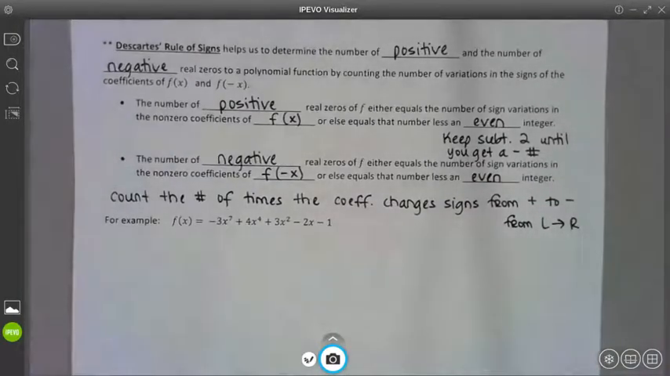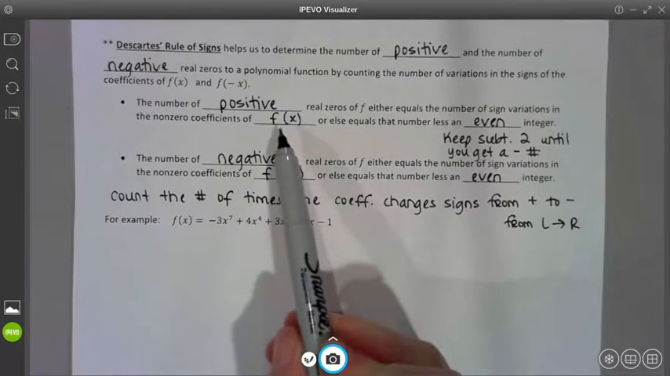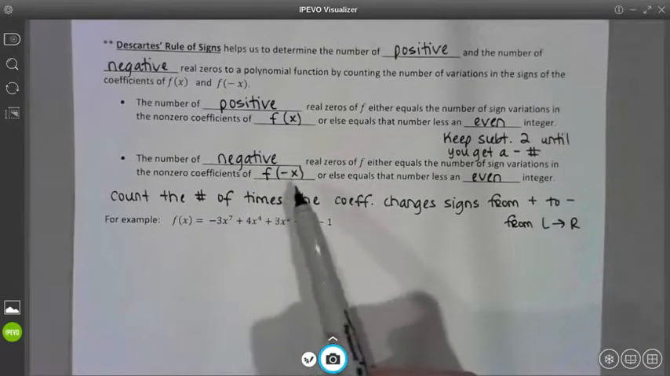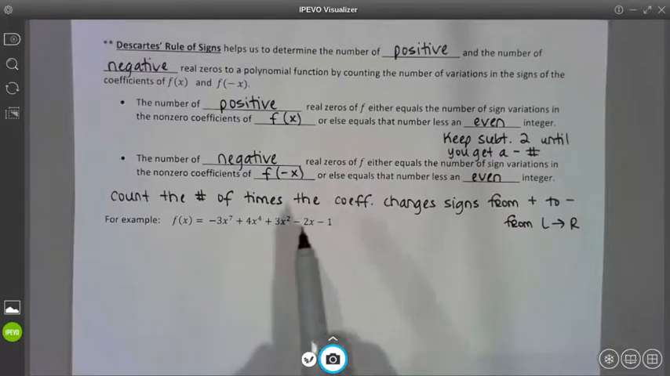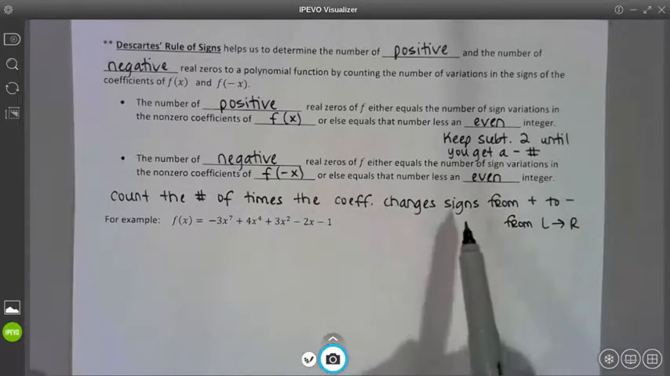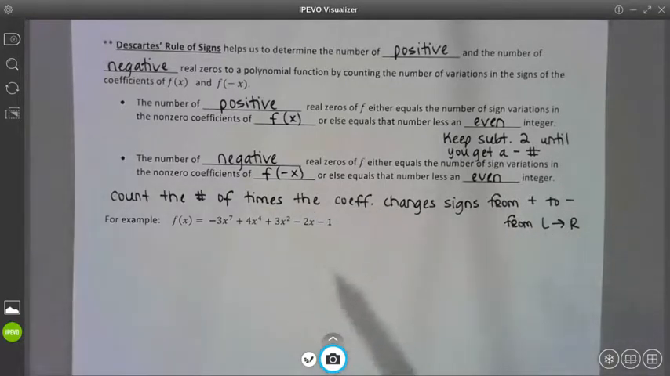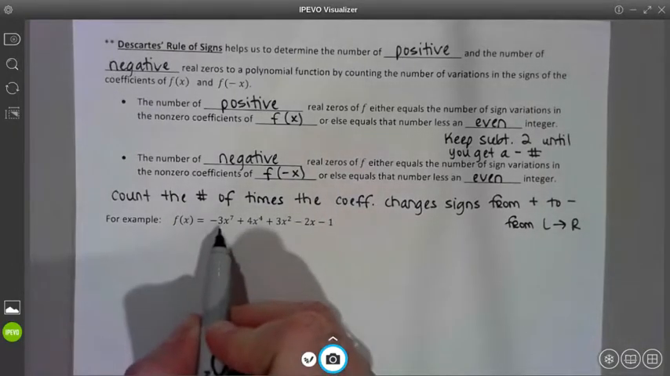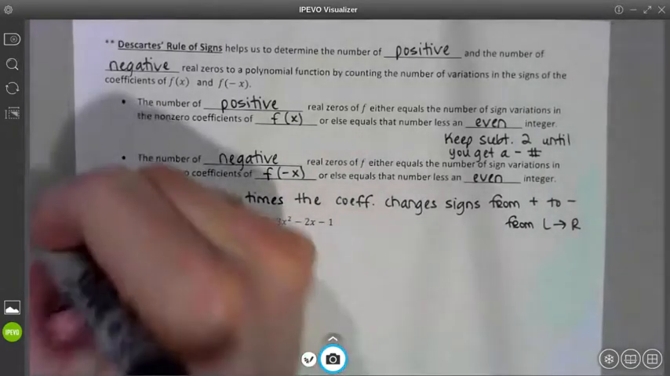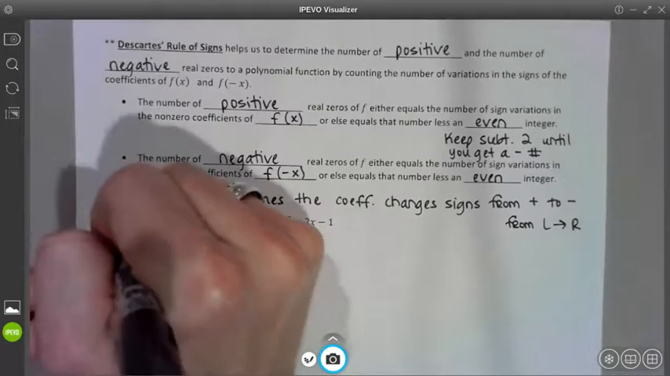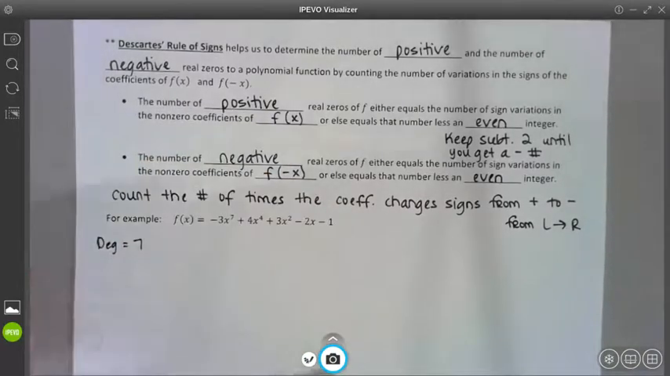Okay, so again, to use Descartes' rule of signs, you're either going to use the function f of x, the original polynomial, or f of the opposite of x, and you're just going to count the number of times the coefficient changes signs from positive to negative or negative to positive from left to right. For example, here is a degree 7 polynomial function. If it's degree 7, it can have at most 7 real zeros. There will not be more than 7 zeros.